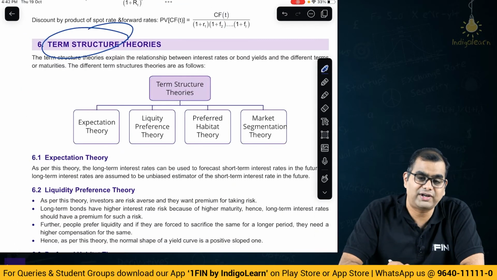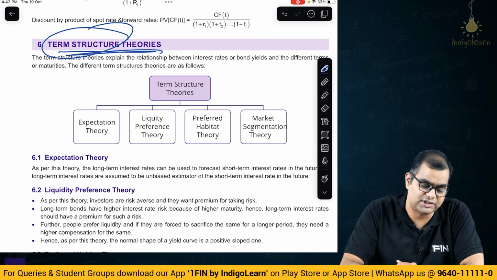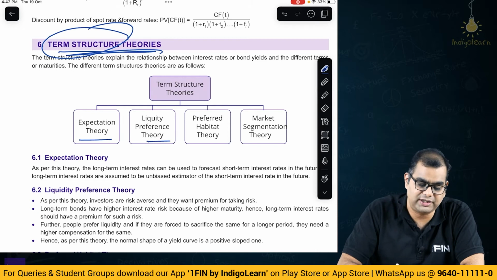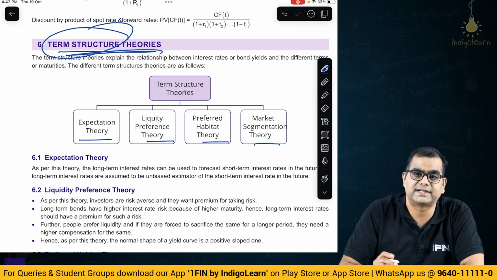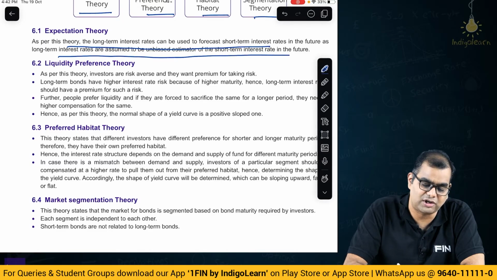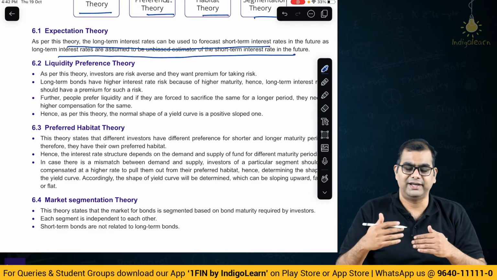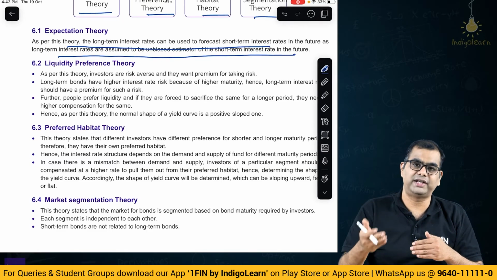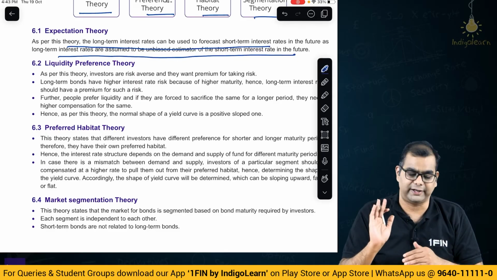Now, after understanding this, let us see what these term structure theories are. What determines these interest rates? You have the expectation theory, liquidity preference theory, preferred habitat, and market segmentation theory. Expectation theory: as per this theory, long-term interest rates can be used to forecast short-term rates in future, as long-term interest rates are assumed to be an unbiased estimate of short-term interest. So, basically, you have the 2-year rate and the 3-year rate. From the 3-year rate, you subtract the 2-year rate, and you get the 2 to 3-year rate.